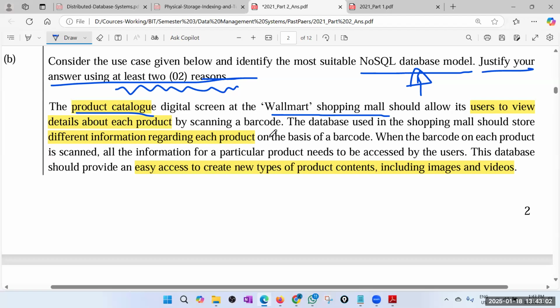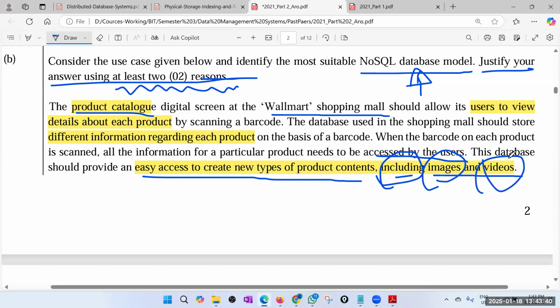Maybe there are several screens nearby. When the barcode on each product is scanned, all the information for a particular product needs to be accessed by the user. That means you must be able to access all the details related to that product. If it is electronic items, maybe manuals and so on, reviews. This database should provide easy access to create new types of product contents, including images and videos. So it should support not just text, images and videos also.